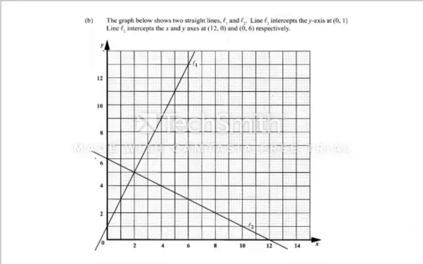All right, this is the B part of the question. And this says the graph below shows two straight lines, L1 and L2. Line L1 intersects the y-axis at (0, 1), and line L2 intersects the x- and y-axes at (12, 0) and (0, 6), respectively.